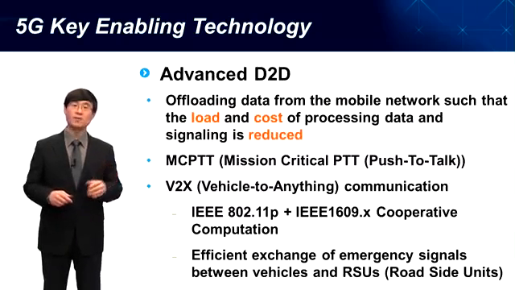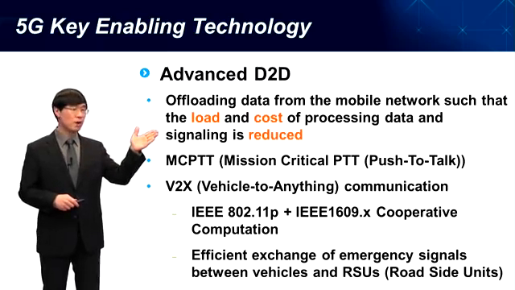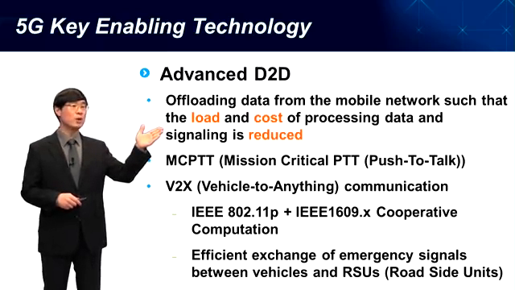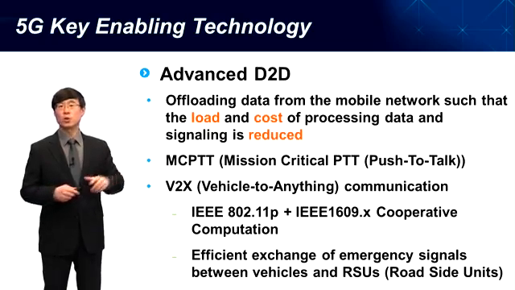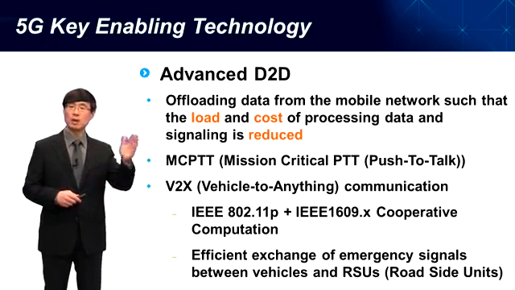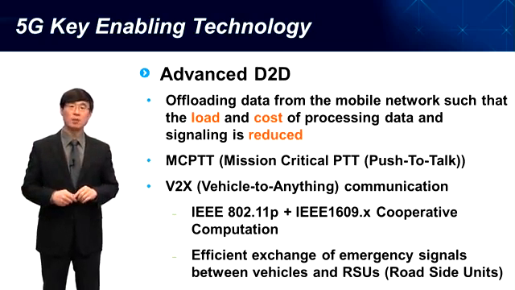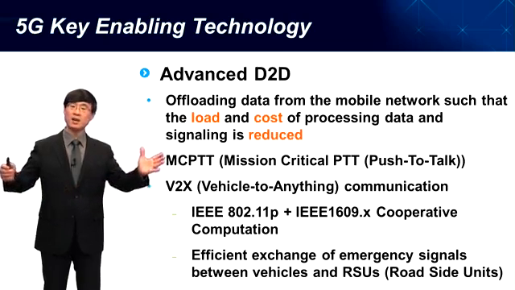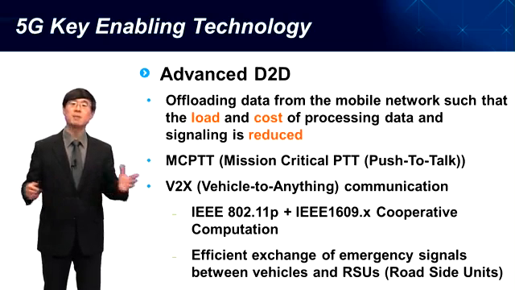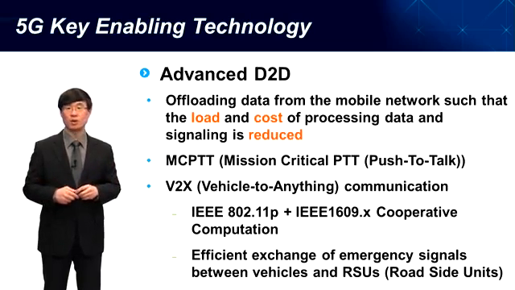Next, we look into advanced device-to-device communication. This is most effective in offloading data from the mobile network such that the load and cost of processing data and signaling is reduced on the mobile network. It's wonderful. So if we can allow devices to communicate with each other, then the amount of traffic that needs to be supported on the mobile radio access network and the overall core network can be reduced tremendously. And that's very, very good.